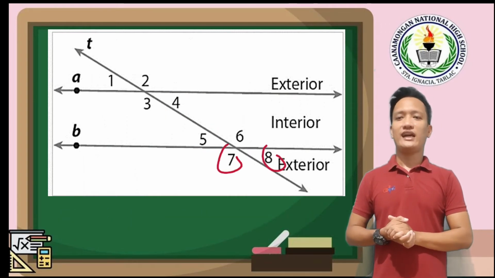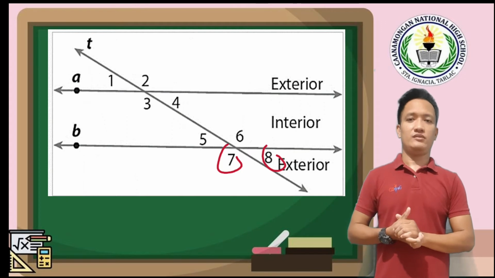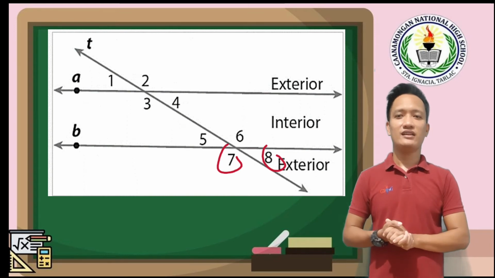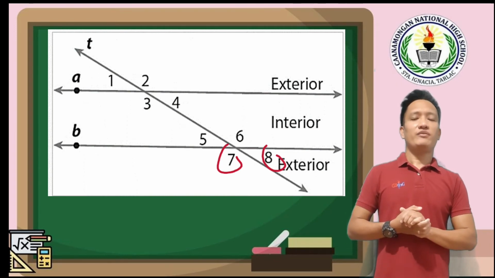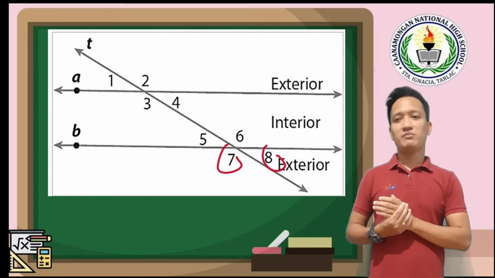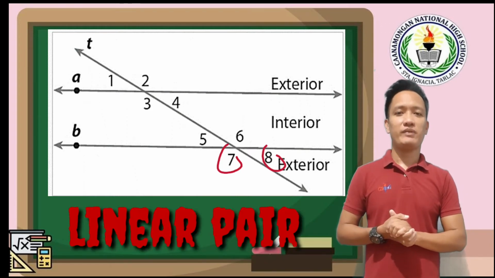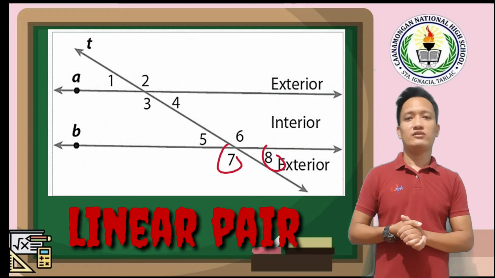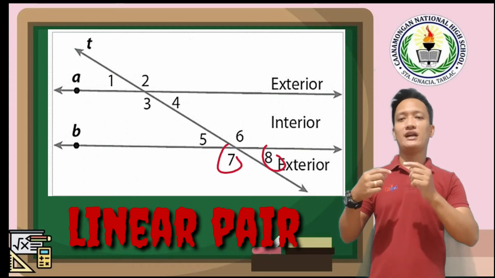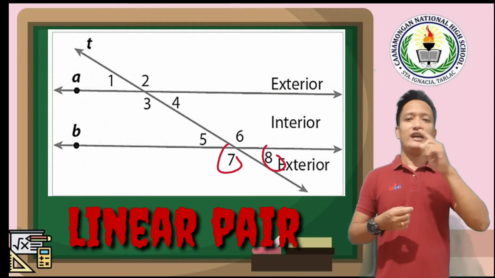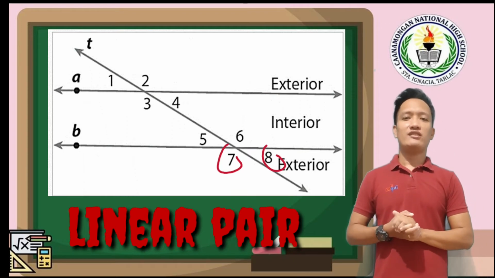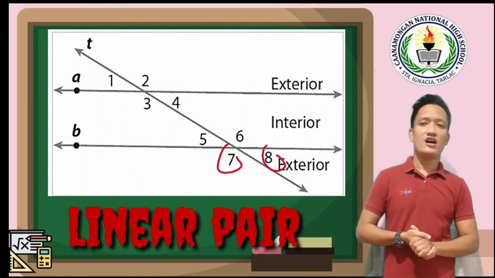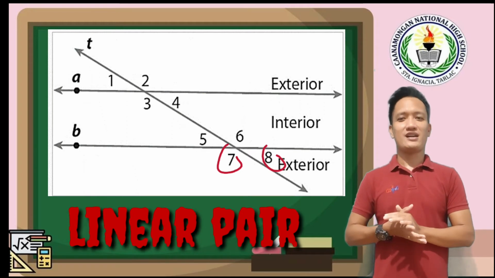How about 7 and 8? Oh, tignan natin. 7 and 8. So, nasa baba. So, parehas silang nasa exterior but they are on the same side. Ano kaya yan? So, going back to our previous topic, they are considered as linear pair. So, they are adjacent kasi adjacent and supplementary. So, adjacent magkatabi at kapag pinag-add natin yung measurement ng angle 7 and angle 8, they are equal to 180 degrees. So ulitin natin, ang angles 7 and 8, they are linear pair.